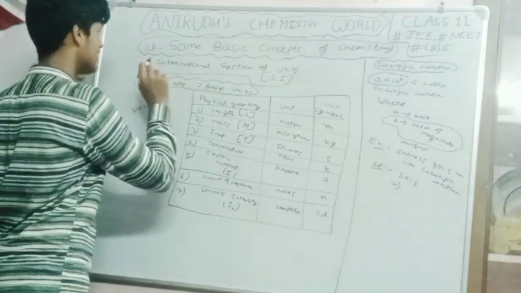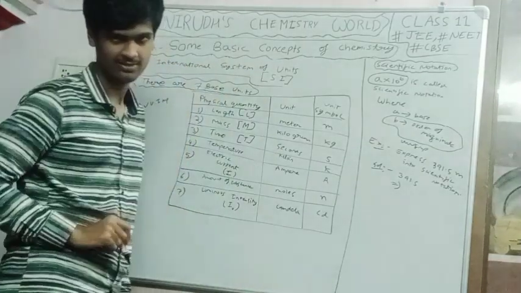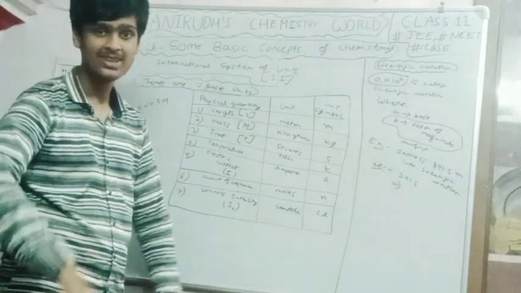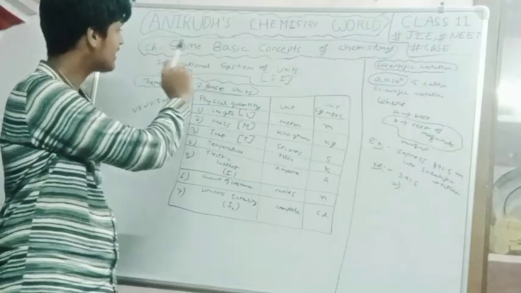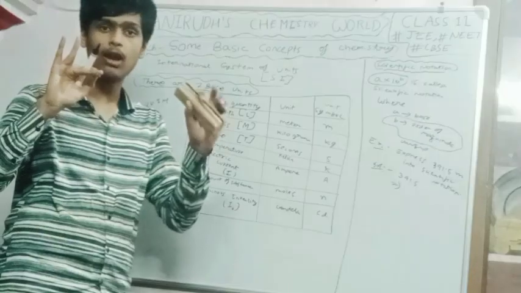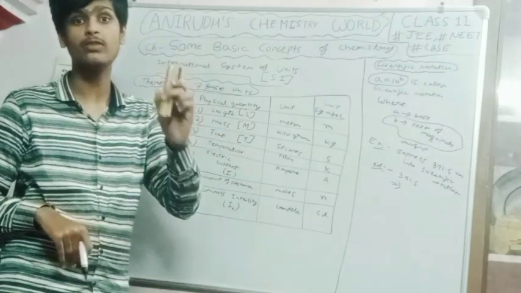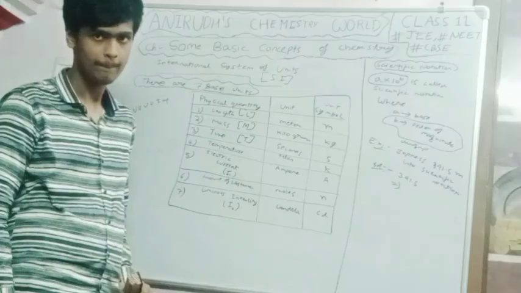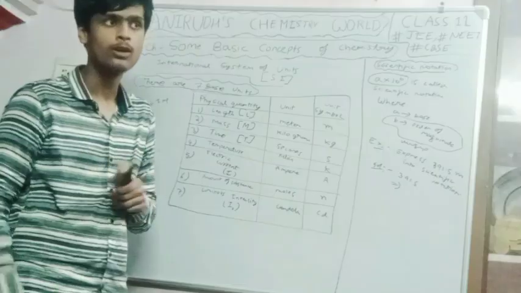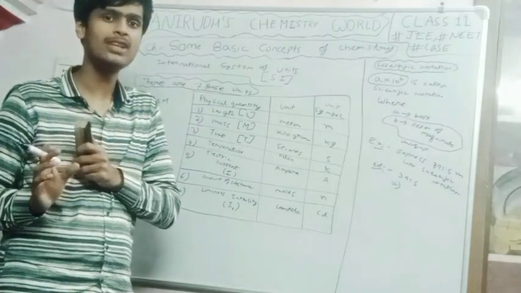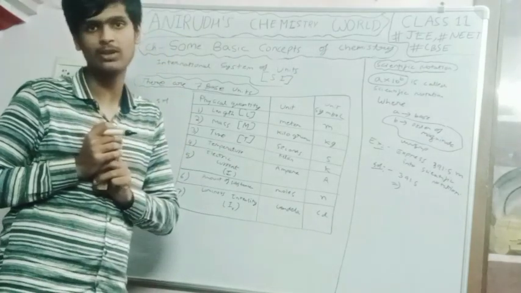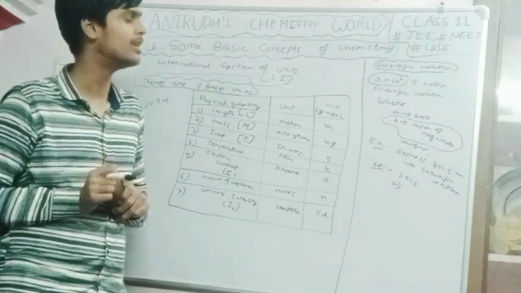International system of units. What does international system of units mean? This means SI units. The full form of SI units is international system of units. In this you will have 7 fundamental physical quantities, or 7 base quantities. To express SI units, you will have some physical quantity. For example, the unit meter: what is its physical quantity? The physical quantity for meter is length.